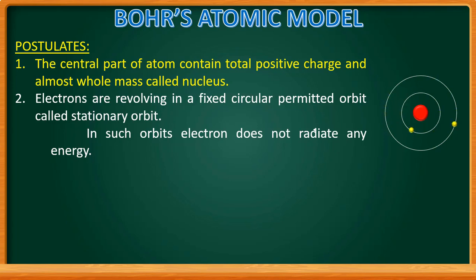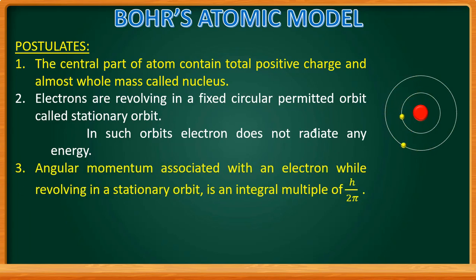To overcome this, Bohr suggested that the electrons are revolving in a fixed circular orbit, and in such orbits the electron doesn't radiate any energy. Then the third one is actually the Bohr quantization formula.